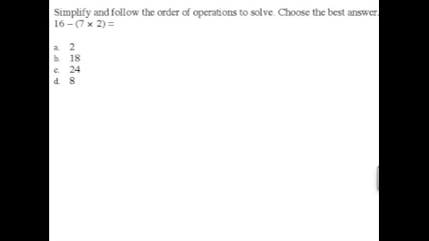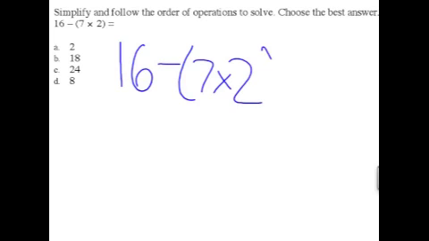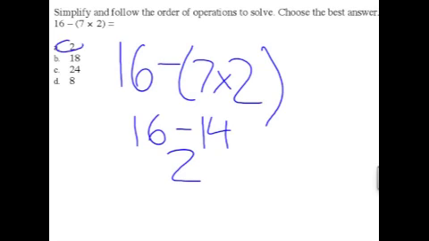First up, we have Haley and Elena. Simplify and follow the order of operations to solve. Choose the best answer. 6 minus 7 times 2. It's 2 because 7 times 2 is 14, and 6 minus 14 is 2. Great math.